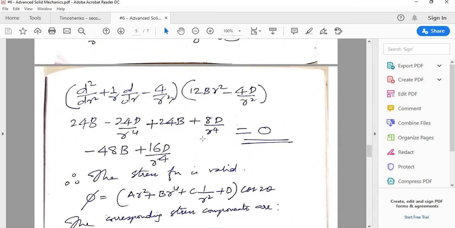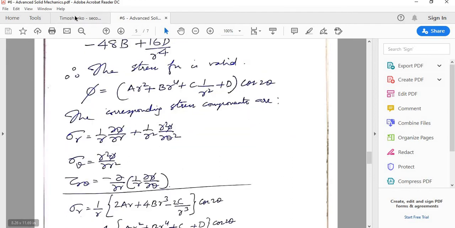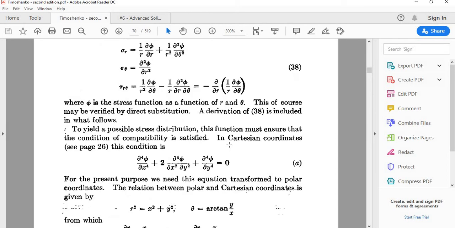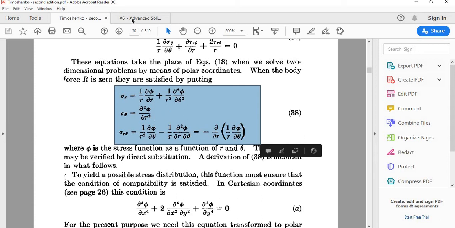Okay, so ultimately this is our stress function. Now once we get the stress function, we can find out sigma r, sigma theta and tau r theta using the equations that we have seen for polar coordinates. I'll go to that once again. See, these are the equations for stresses in polar coordinates in terms of the stress function.